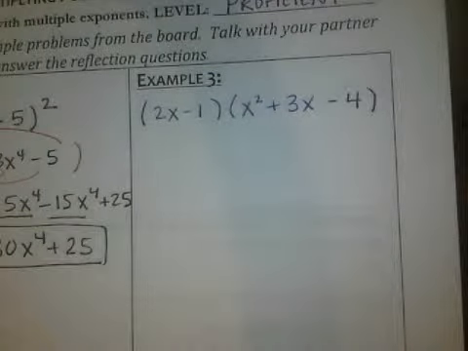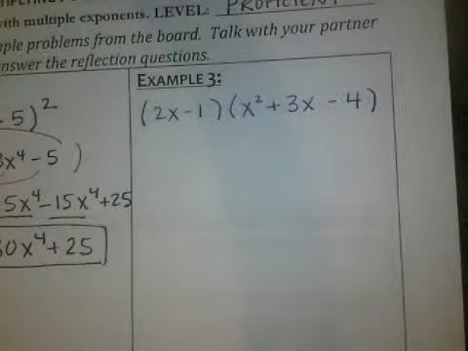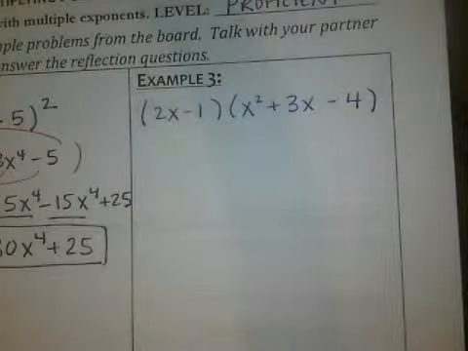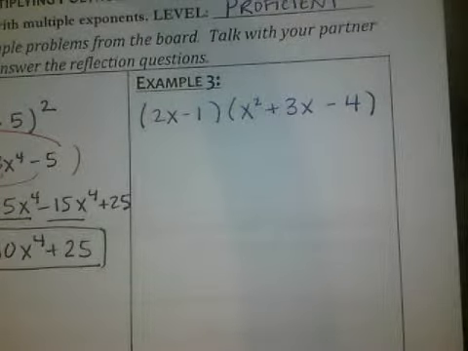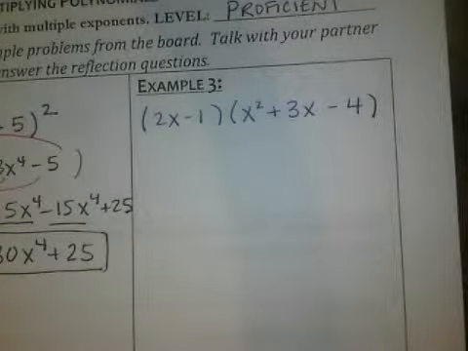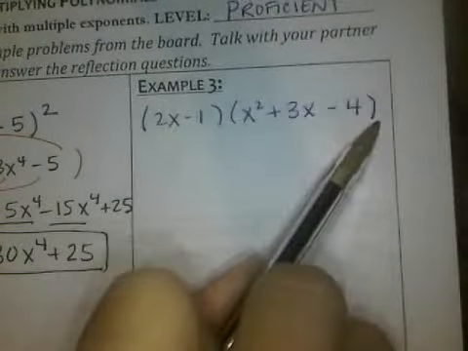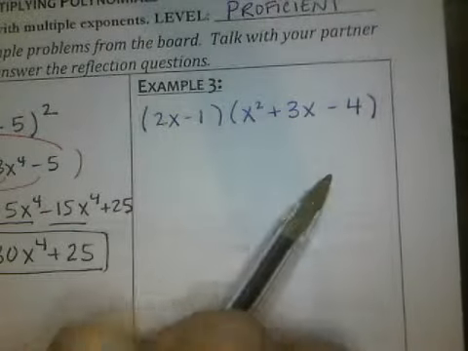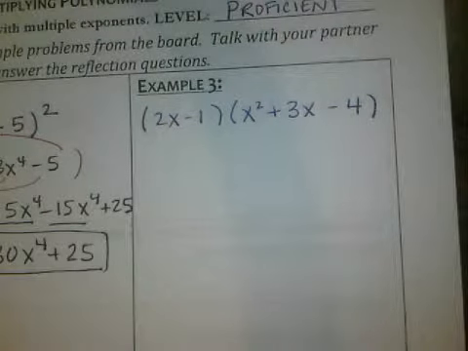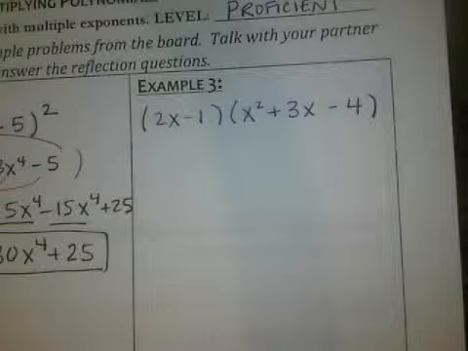The last example, instead of 2 binomials, we're now going to deal with a binomial and a trinomial. And this is really just an extended version of FOIL. It's pretty intuitive, but you have to make sure that you don't miss any of the terms. If I'm multiplying 2 pieces by 3 pieces, it actually means that there are 6 different multiplication problems. Let's see if we can find them all.